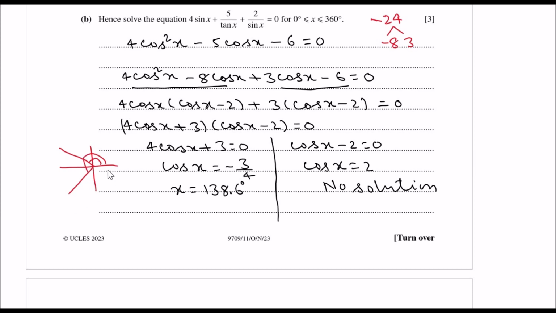So what we can do, we can go ahead like this. So this is actually 360 minus 138.6. So 360 minus 138.6, if you are doing that, therefore another value of x is 221.4.